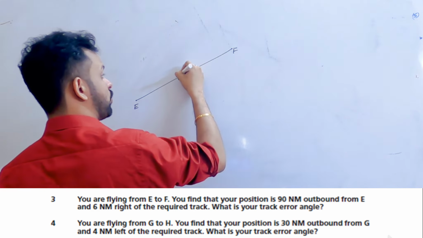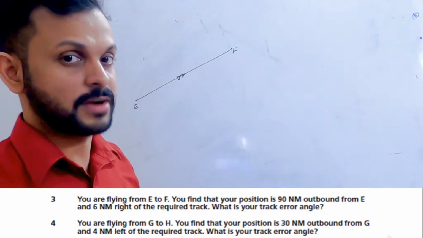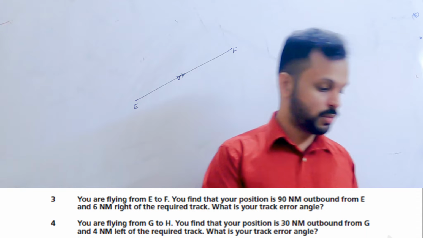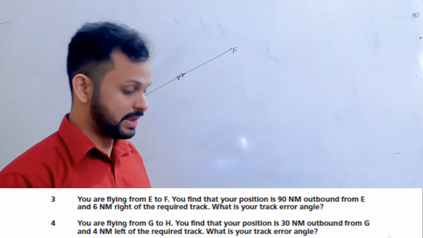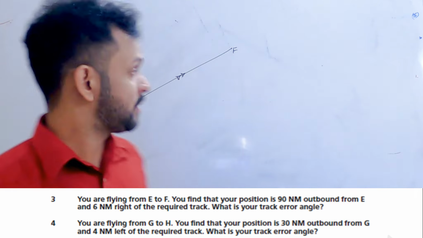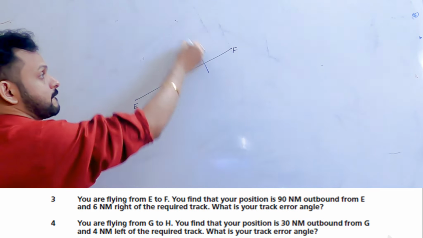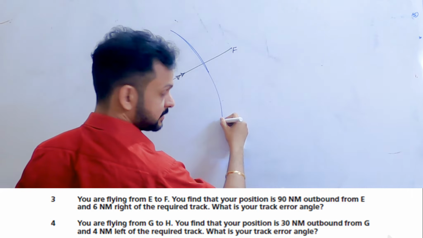As I told you, what is important here is whether you're left of track or right of track. The actual value of track doesn't really matter, right? And you're flying from E to F and you find that your position is 90 nautical miles outbound from E, 6 nautical miles to the right. So say for example, if this E has some kind of a DME facility, then if you take an arc here, how much is it? It is 90 nautical miles.